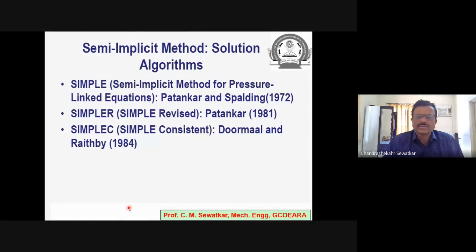Whatever I have just now discussed is a simple algorithm which is very popular among the CFD community. Professor Patankar is also considered a father figure in computational fluid dynamics. He is in fact known as the father of computational fluid dynamics. He has written a nice book on CFD, titled Numerical Fluid Flow and Heat Transfer, a small book which is even today referred to by many people.